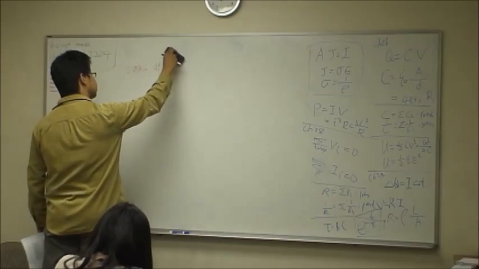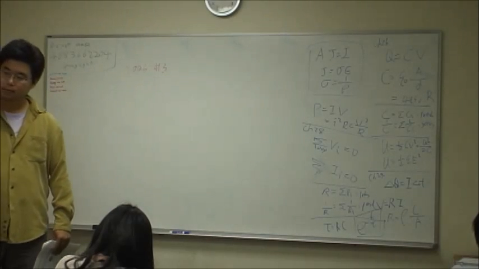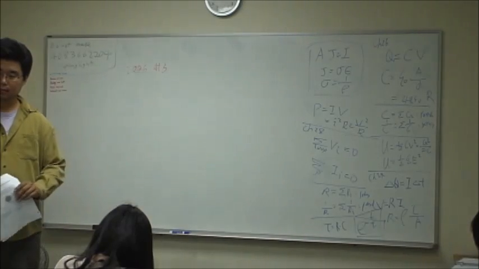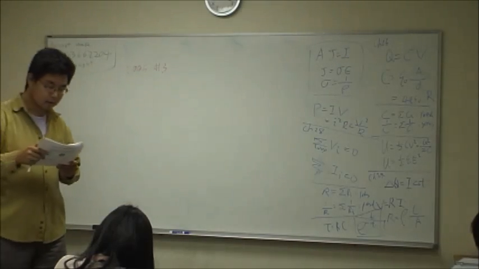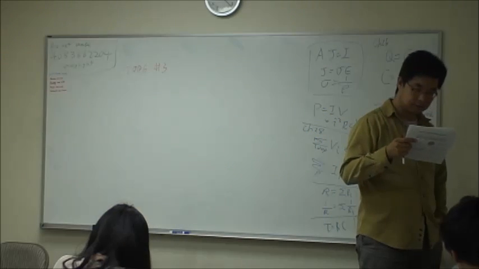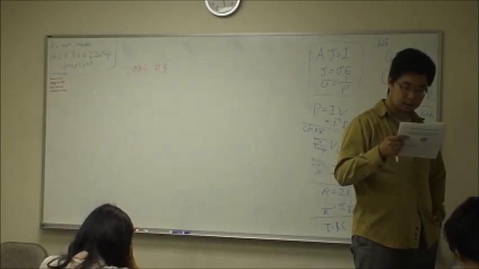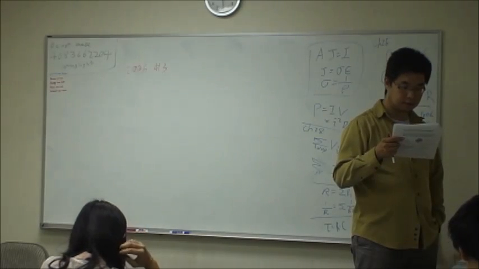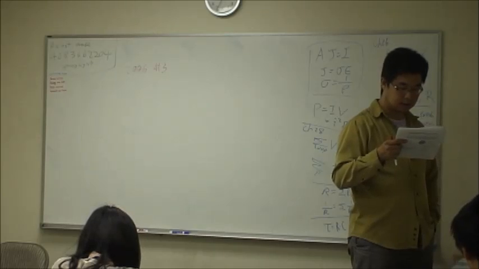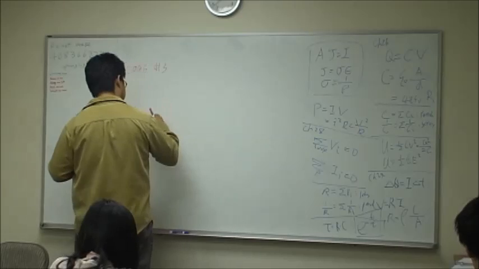I found 2003. There's an RC circuit with initial no charge. The switch is closed at t equal to 0, and it starts to charge. In the second circuit, the resistance is doubled and the capacitor is half.